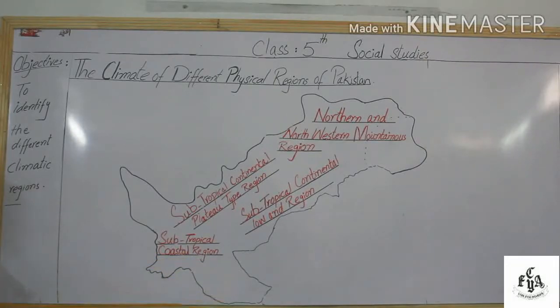Our fourth region is the subtropical coastal region. This region includes the coastal areas of Sindh and Balochistan. Here the climate remains hot and humid all the year. Due to the coastal effect, humidity level in the air remains very high and the summer season remains moderate. Usually rainfall does not take place, but due to cyclones, heavy rainfall occurs.